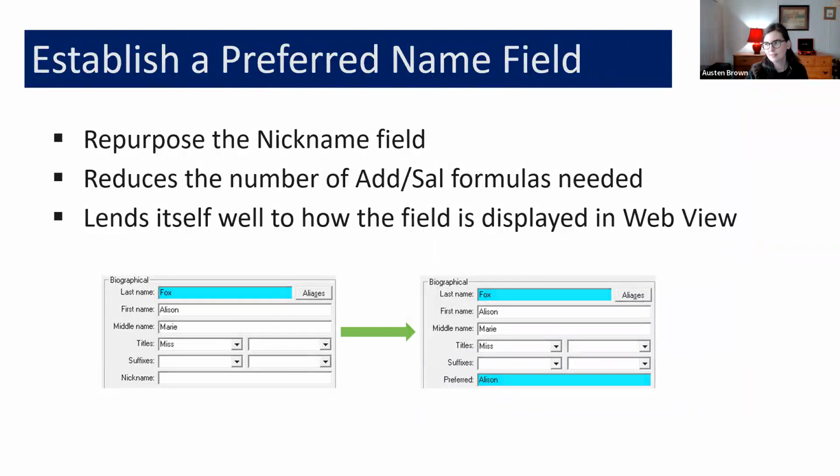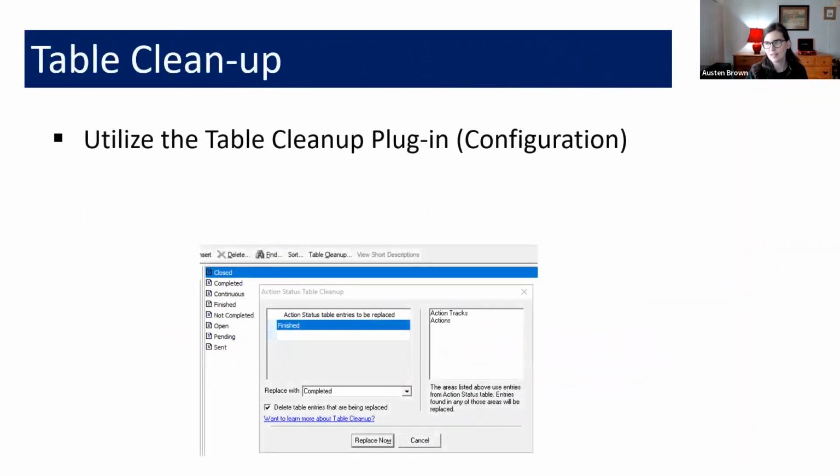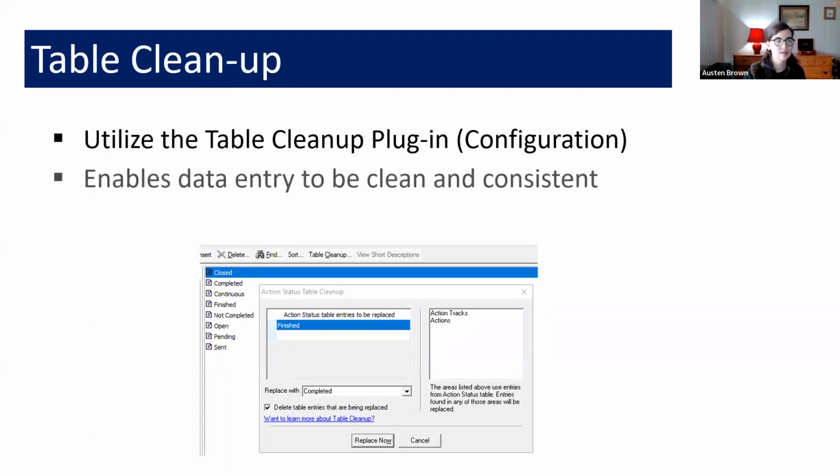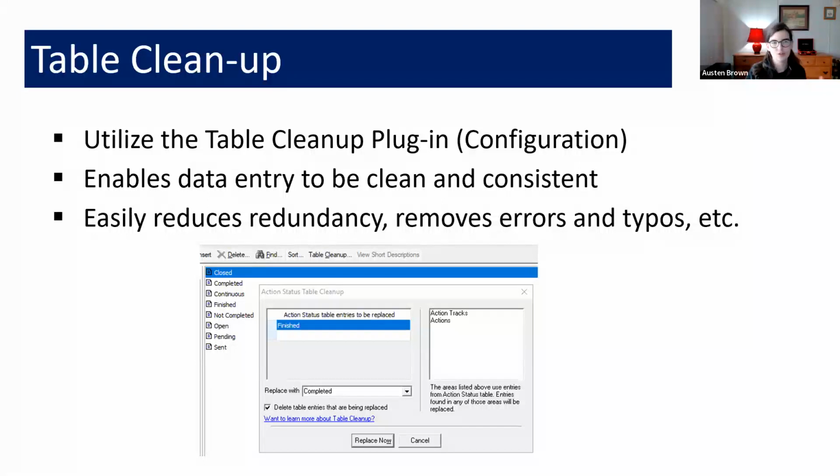All righty. And the last bit is table cleanup. There is a plugin tool available to you in configuration when you go look at the back end of tables, and you can clean up things. We can see here our initial example of completed and finished. We are replacing finished with completed, and it will take care of this on any action within the system for us. Ultimately this enables a quick and easy way for you to have clean data entry, and it reduces a whole bunch of things. And it makes your fundraisers happy because your tables are not as long.